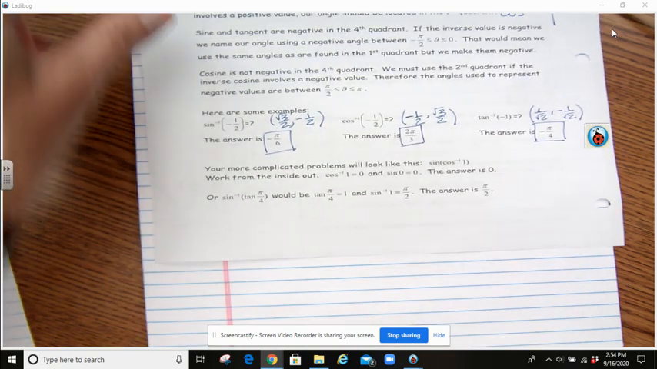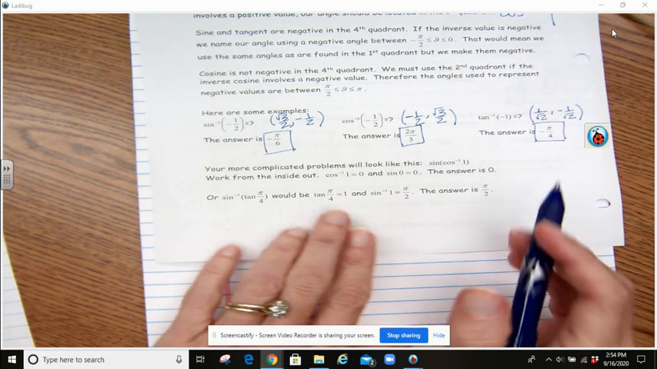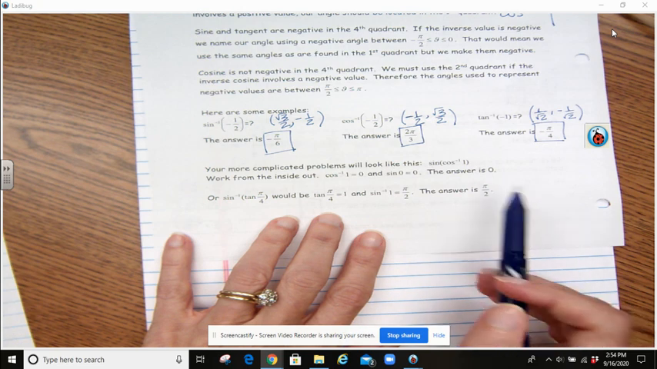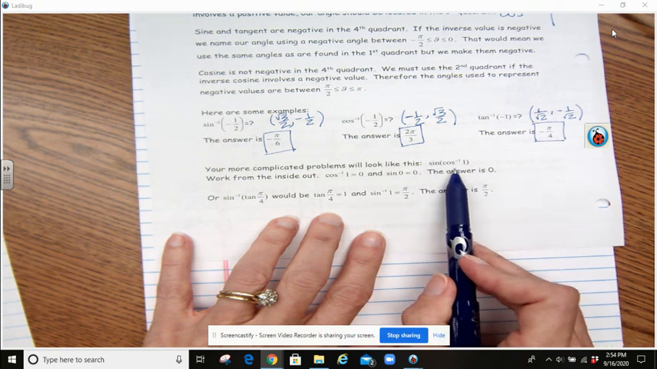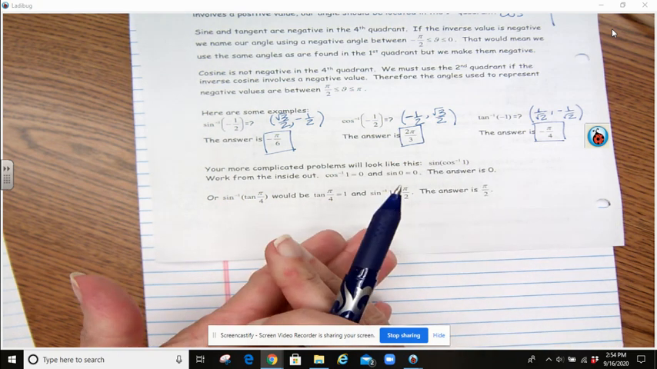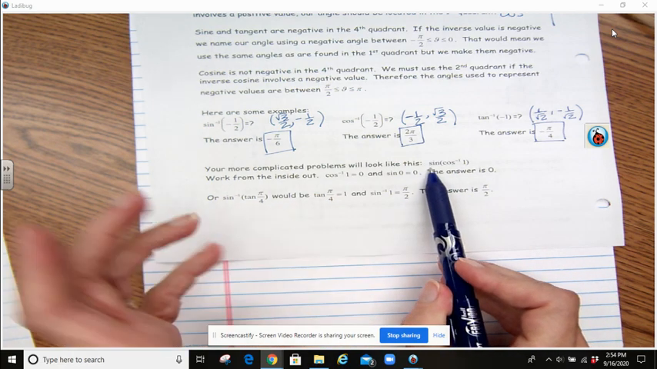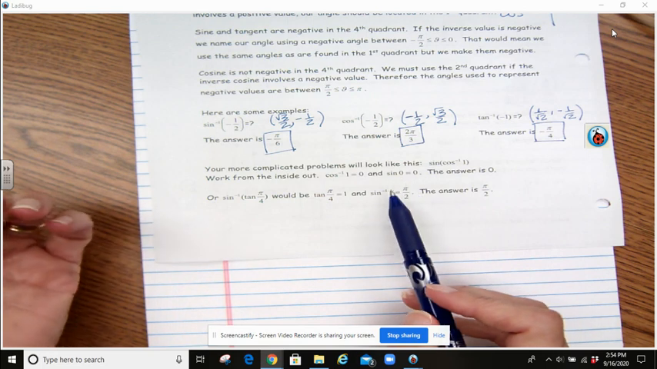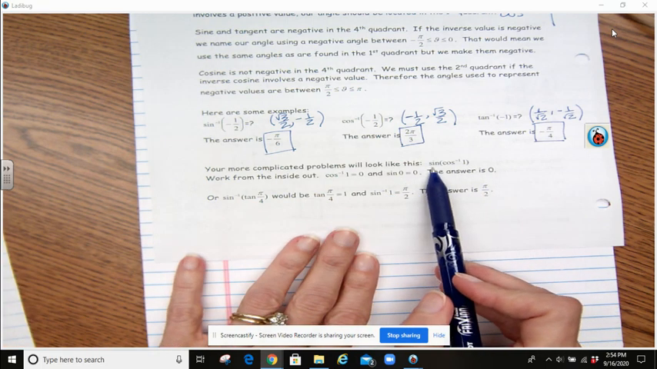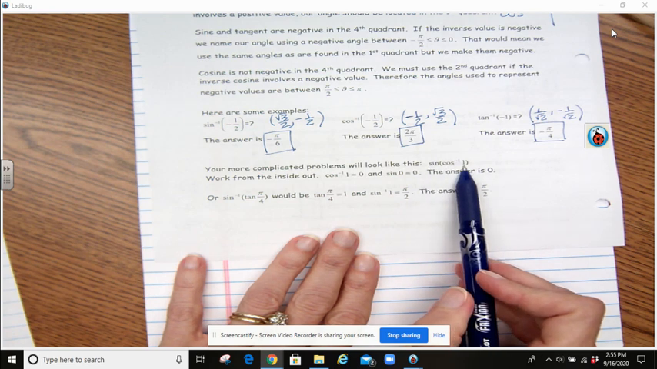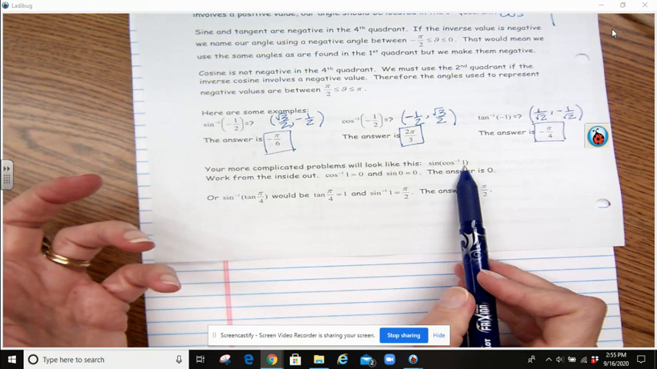All right, if a problem looks a little more complicated, like you have more than one trig function, you just work from the inside out. So here, the sine of the inverse cosine of 1. If it's an inverse problem, you're given a value and you have to find an angle. If it's a regular trig function, then you're given the angle and you find the value. So since there's a regular trig function out here, our answer should be an angle, okay? Because the inverse trig, they give you the value and you find the angle.